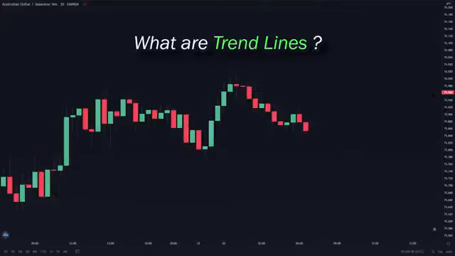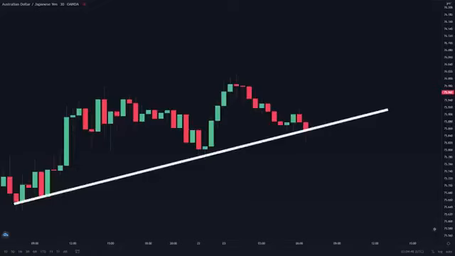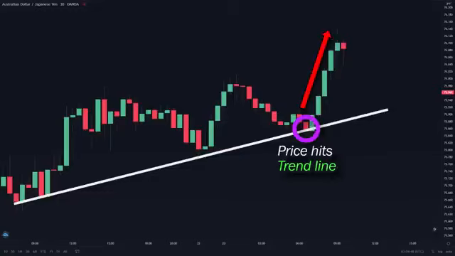First of all, what are trend lines? So trend lines are simply key levels that are formed in a trending market. And the reason we draw them is because usually when the price approaches these key levels, it can offer you multiple high win rate trade opportunities.